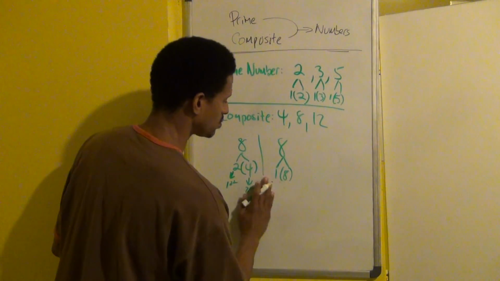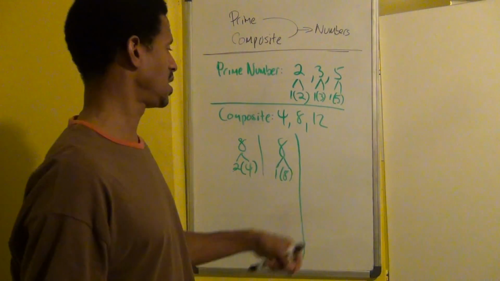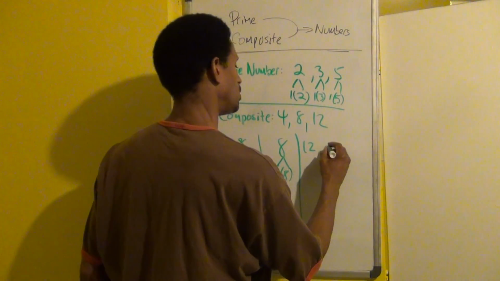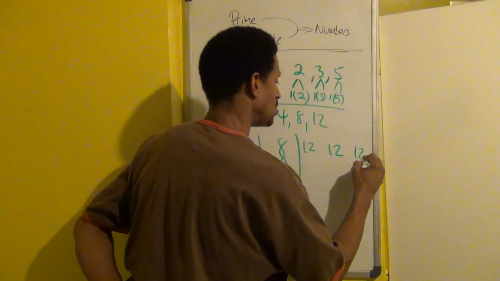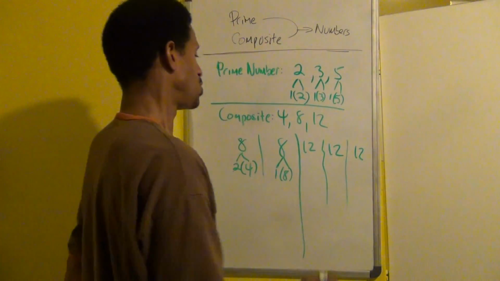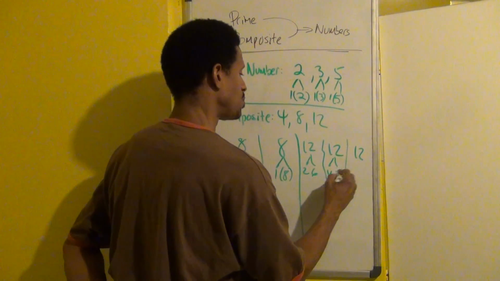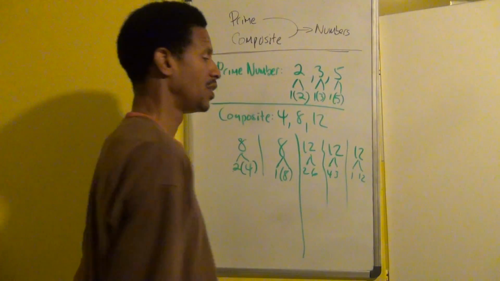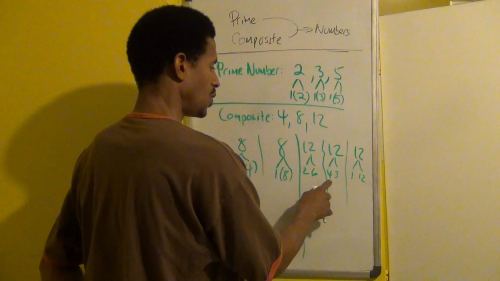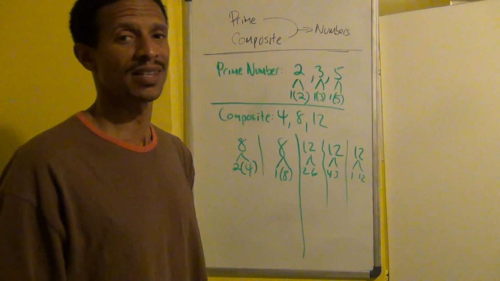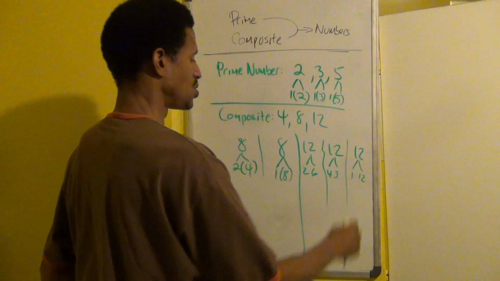Let's extend this out. Actually, I'm going to leave this here. Let's look at the 12. And we get, let's put this here. So with the 12, 2 times 6, 4 times 3, and 1 times 12. Definitely a composite number. You can stop right here. 1, 2, 3, 4, 5, 6. It has 6 factors. 2 times 6, 4 times 3, 1 times 12.